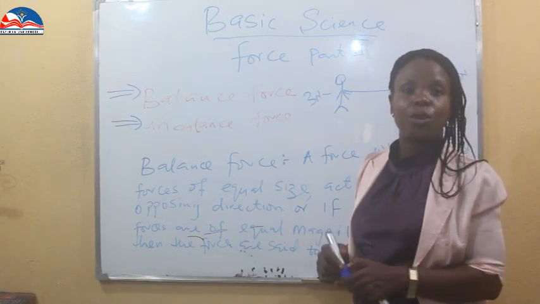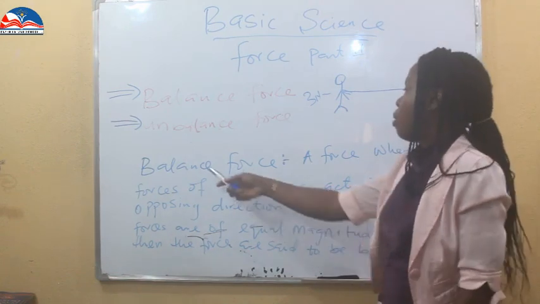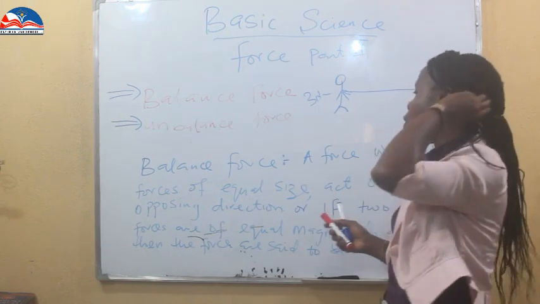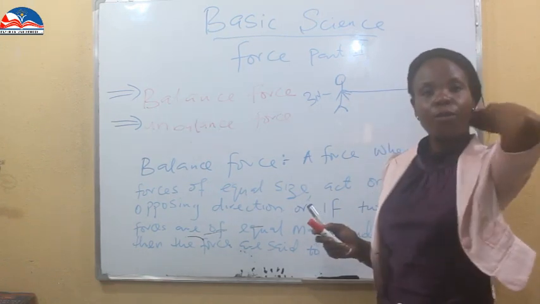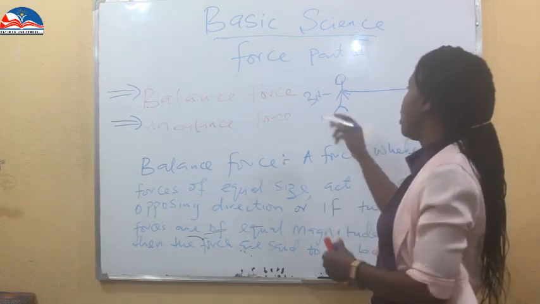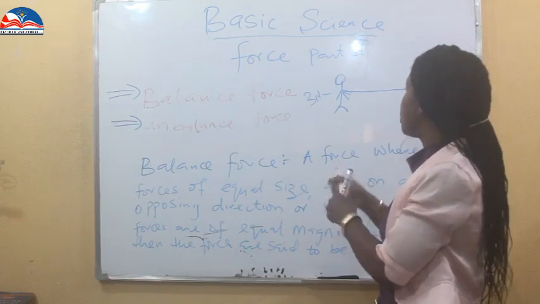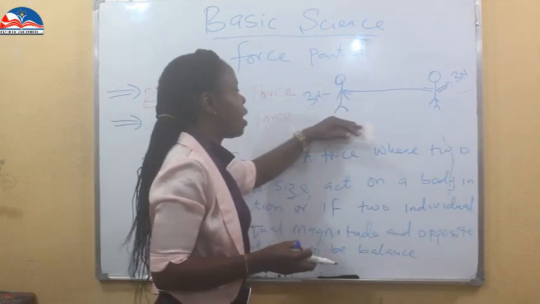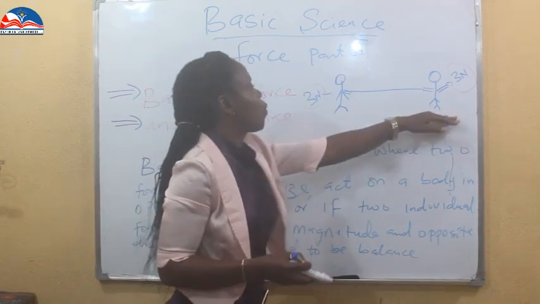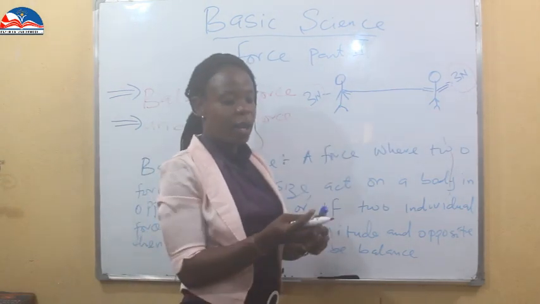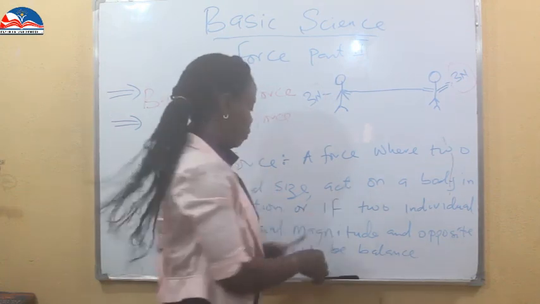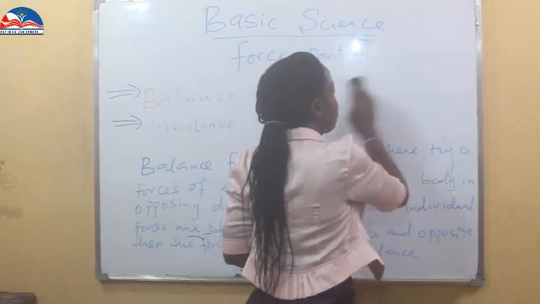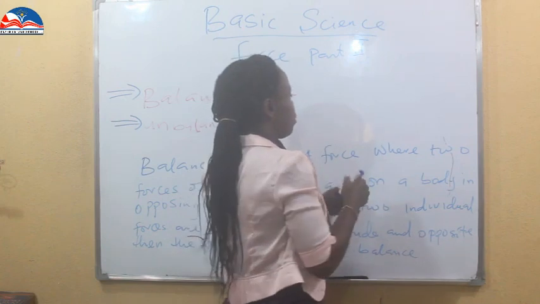Remember our explanation of what balanced force is? Balanced force is a force where two forces of equal size act on a body. These forces are of equal size. So if you take note, the force here is 3 Newton, and the force here is 3 Newton. So I can say that the force happening here is balanced, because they are of equal size. 3 Newton are working on the objects. That is another example.